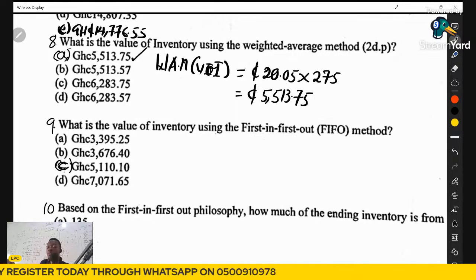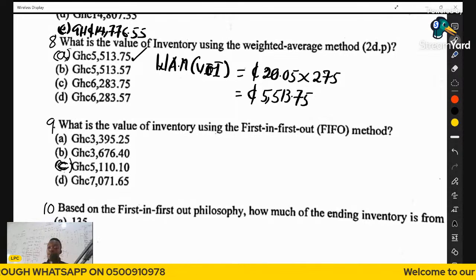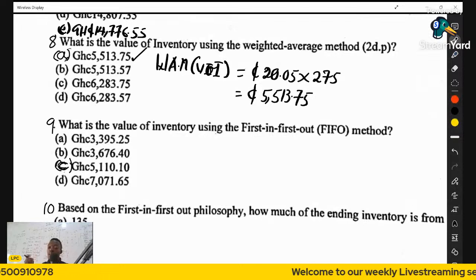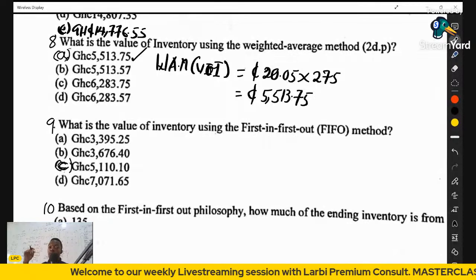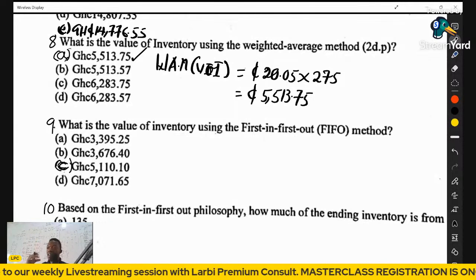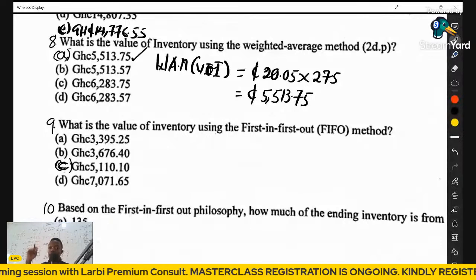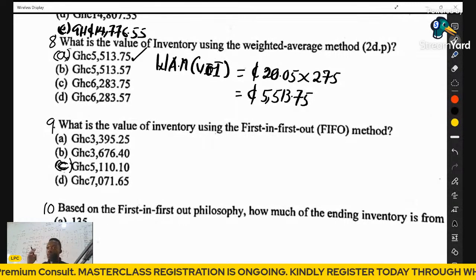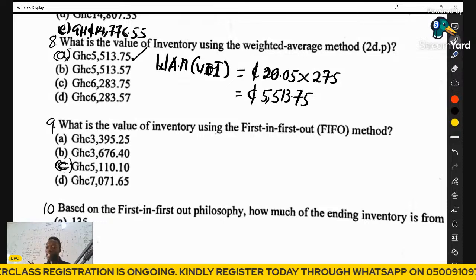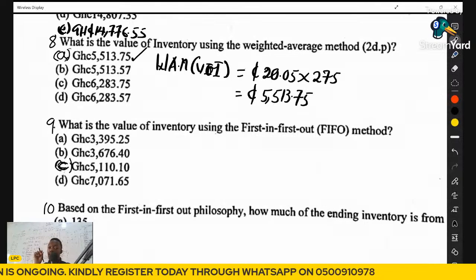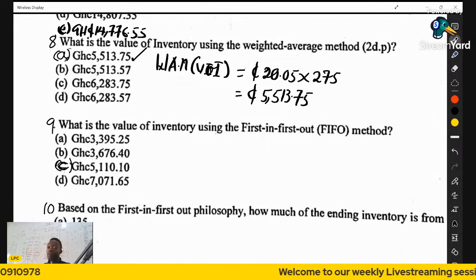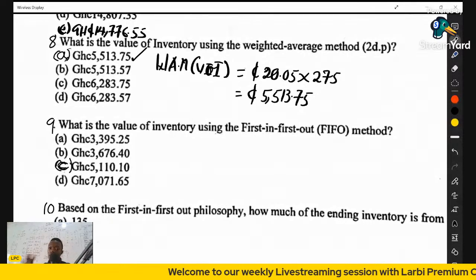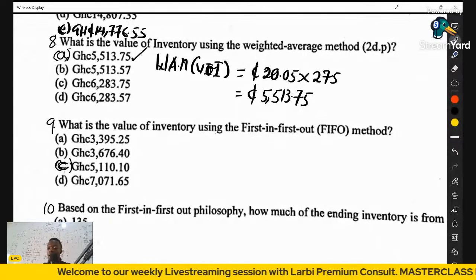So this is how we find the value of ending inventory using the weighted average method. You must first compute the average price per unit, by adding all the quantities and also computing the individual extensions, summing all of them up, and then taking the average. That is the total extension divided by the total quantity, so that you know your average price per item. After that, you use that price to value your ending inventory by multiplying that price by the ending inventory, to get the value of inventory using the weighted average method. And I believe that is fine. So that is how you should go about question number 8.